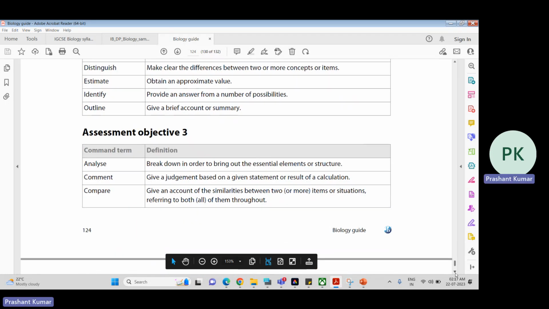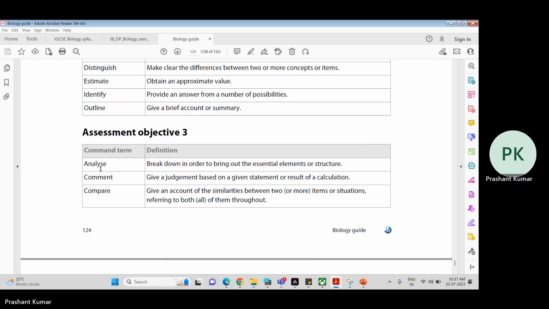In assessment objective 3, the command terms used are analyze, comment, or compare. When you say analyze, you have to break down in order to bring out the essential elements, like the outcome of the discussions or the outcome of the concept. Like we're talking about neural conduction, you have to analyze and bring out the essential elements or the structure of this particular concept.